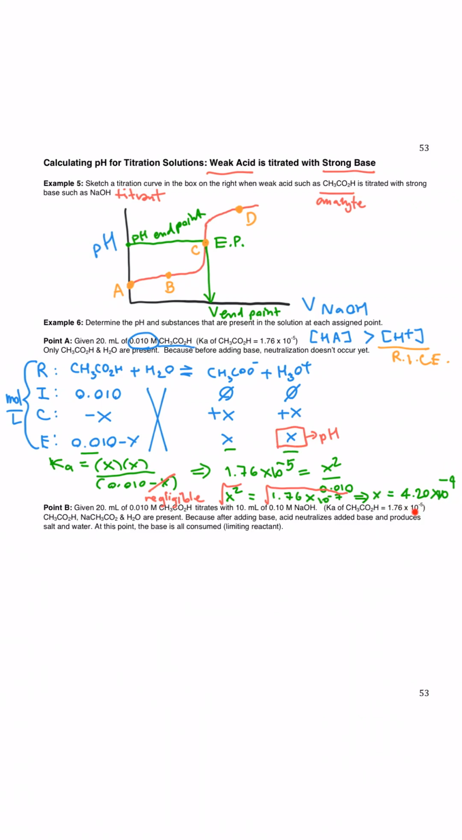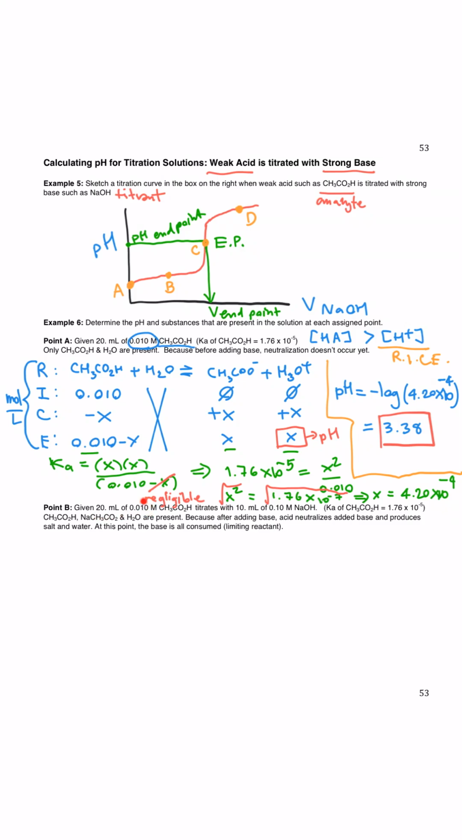Therefore, if you take the negative log of this value, you are going to get the pH of the solution, which is equal to 3.38. This solution is a weak acid solution, therefore the pH is lower than 7. If you compare this pH to the previous example on page 52, you will see that this pH would be higher than point A of the previous example because this acid is a weak acid. It doesn't dissociate completely, therefore the pH of a weak acid would be higher than the pH of a strong acid. Next, let's take a look at the pH at point B.